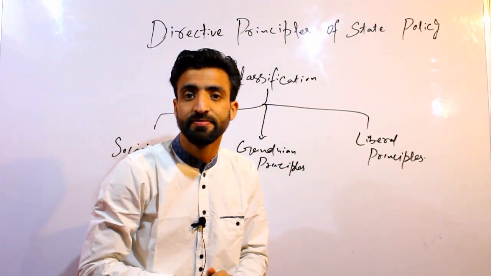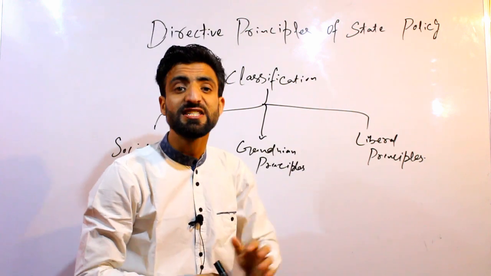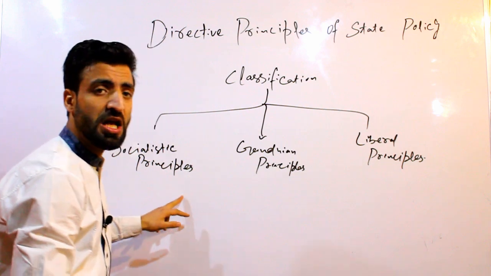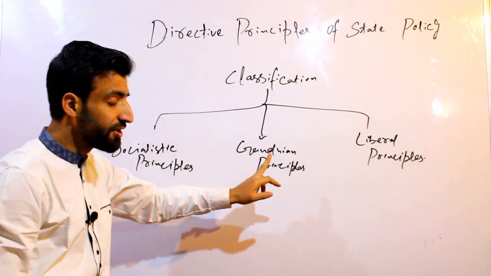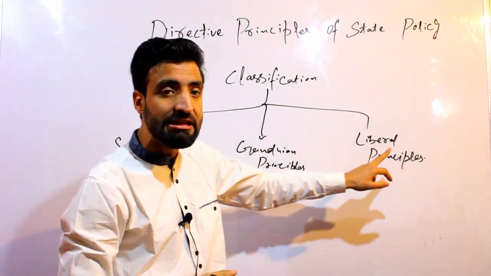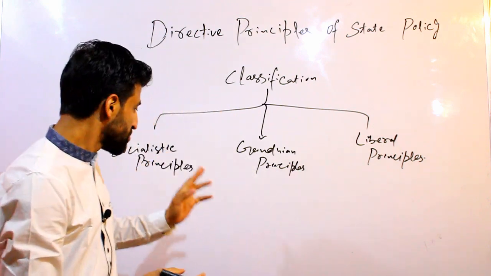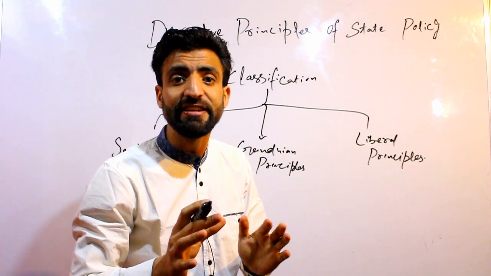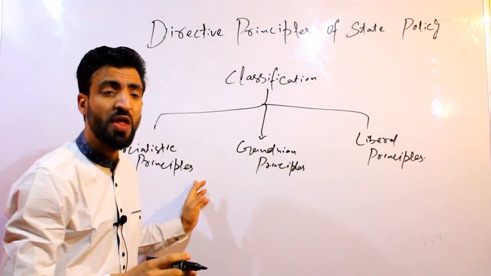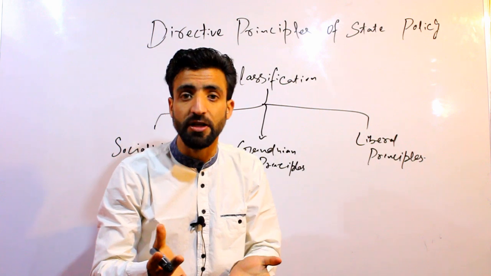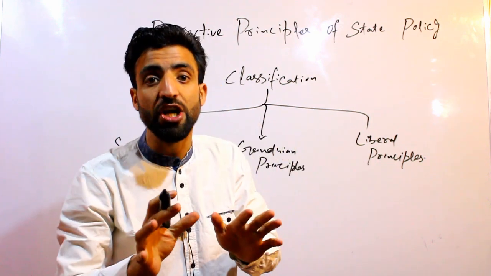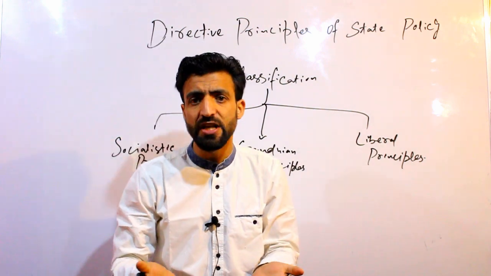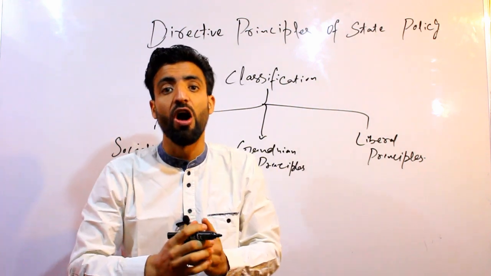My dear students, directive principles of state policy can be classified into three categories. One, socialistic principles. Two, Gandhian principles. Three, liberal principles. Socialistic principles are those directive principles which reflect the ideology of socialism. Gandhian principles are those principles which reflect the ideology of Mahatma Gandhi. And liberal principles are those principles which reflect the ideology of liberalism.